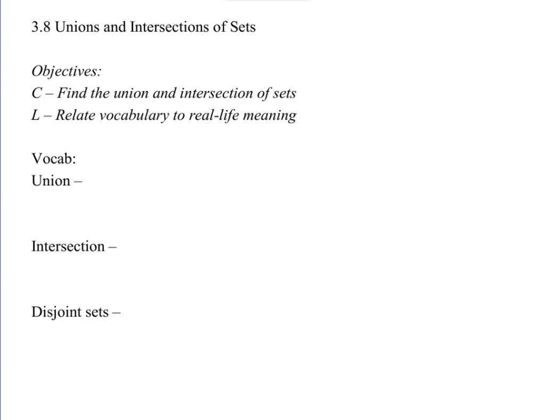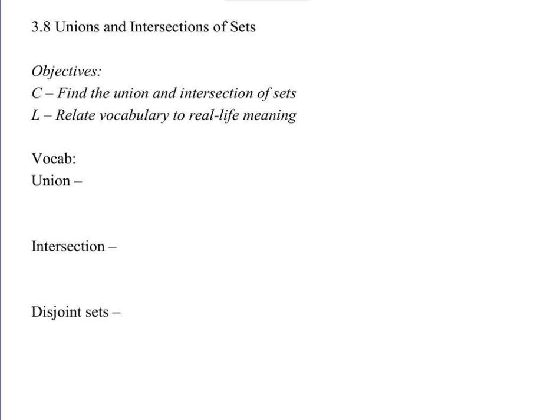Section 8 is unions and intersections of sets. We're going to try to finish off the section today and also finish the chapter because this is the last section of the chapter. So we have a little bit of vocabulary we have to learn here because this is probably brand new stuff to you. Well, maybe not entirely brand new, but mostly brand new, especially this vocabulary. We have union, intersection, and disjoint sets.